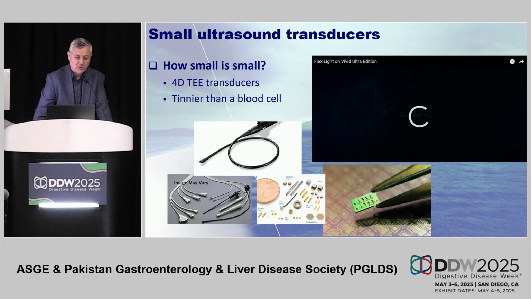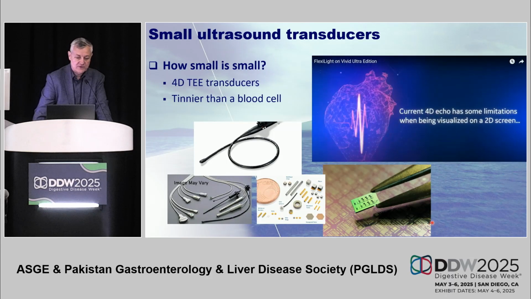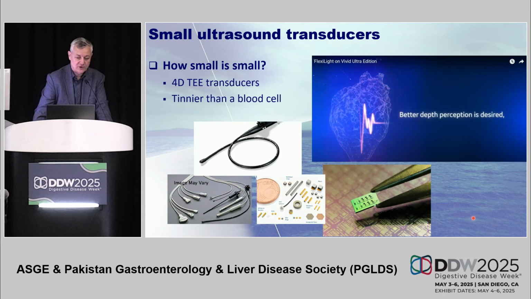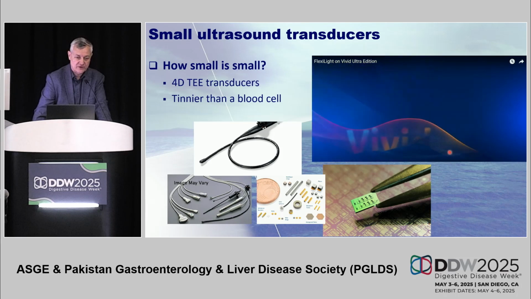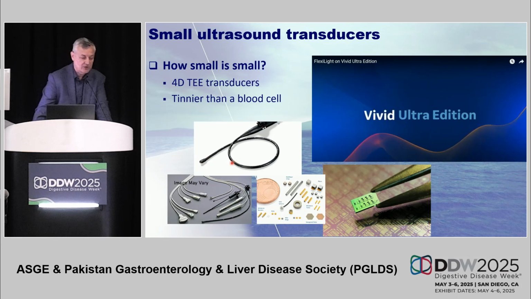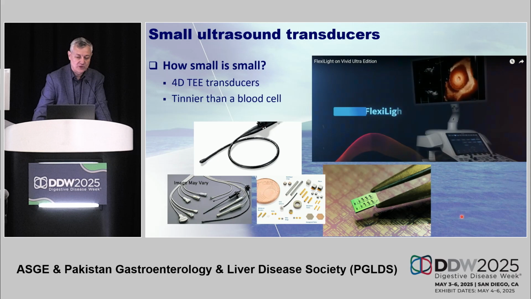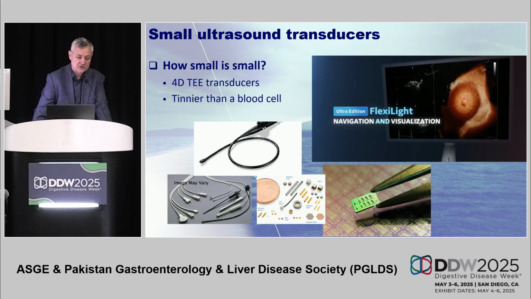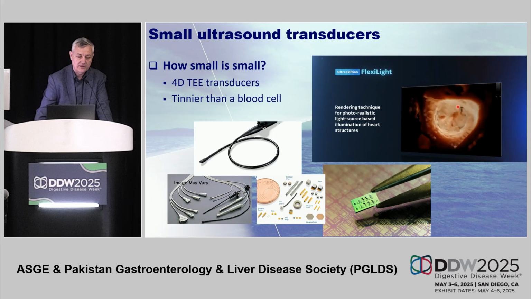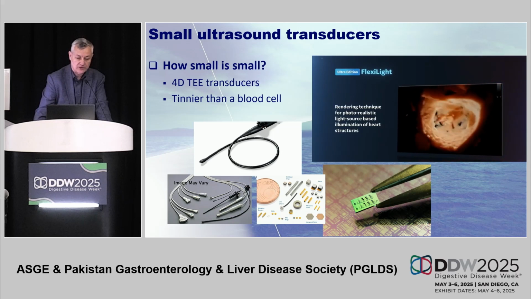What we will probably need in the future is better transducers, and cardiologists do have them. This is an example of transesophageal echocardiography. It's a 4D transducer, which is really small, so it can be embedded into an EUS transducer. And you see they have very nice 4D images. That is what we will probably need in gastroenterology as well.